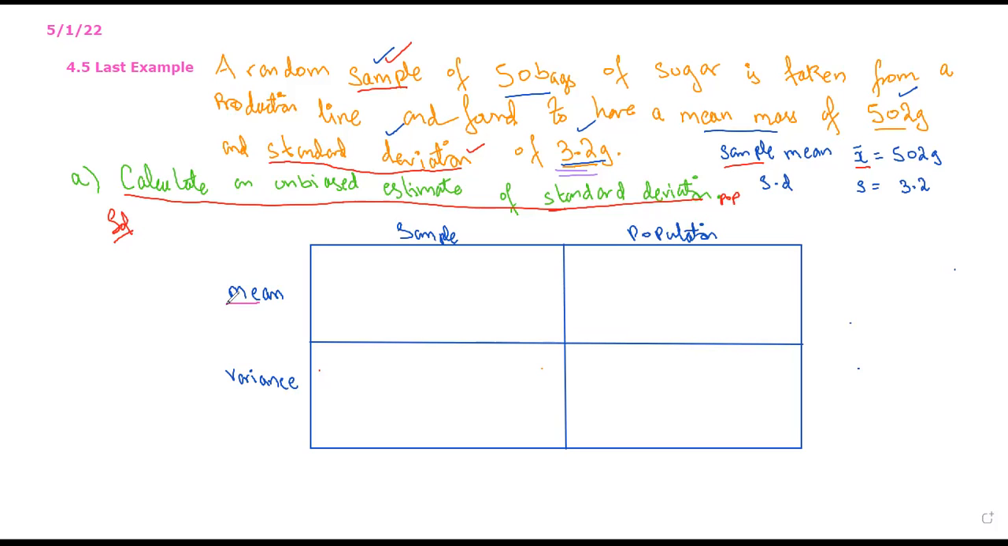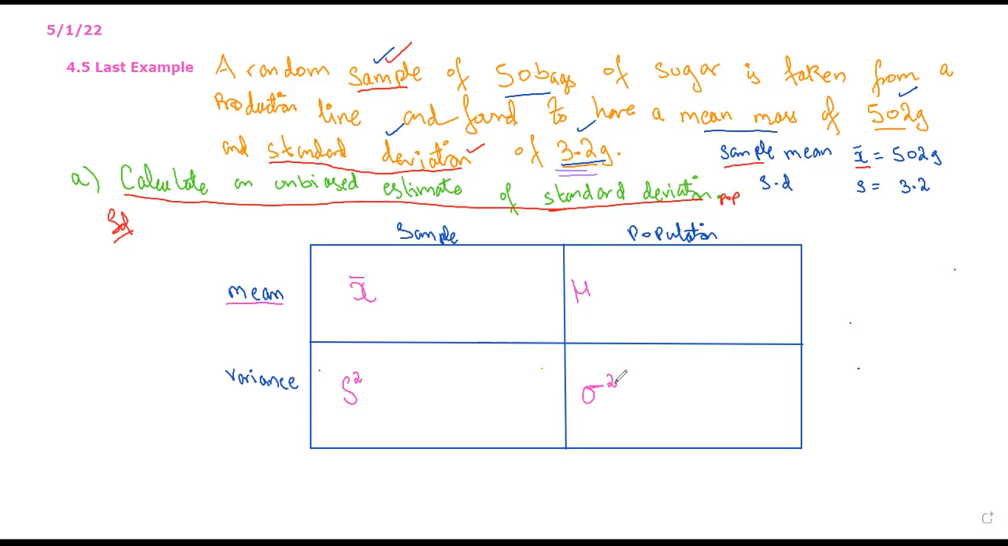All right, mean. So the sample mean is basically x bar and the population mean is mu. This is the difference. Let me draw mu in a better way. This is mu. Now, the sample variance is S square, and the population variance is sigma square. Just know how to denote sample mean, population mean, sample variance, and population variance.